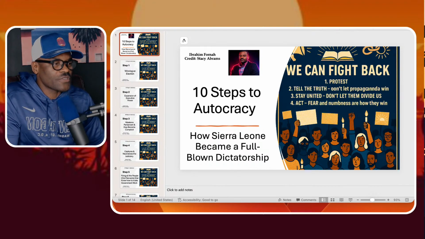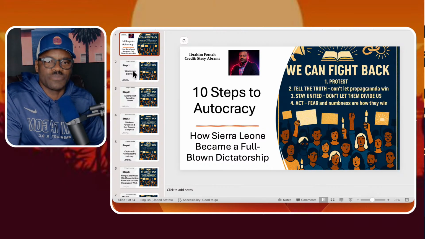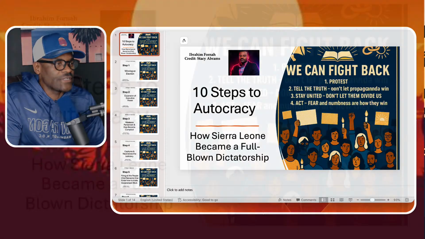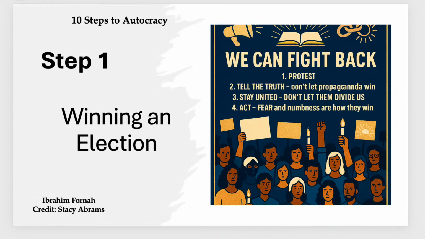So I'm going to go with step number one. What is the first step to a full blown dictatorship? This is step number one. And it's important that we all know exactly what it is. This is what step number one looks like. As you can see there, it says, right there, winning an election. That is the first step. It's winning the election. So, for example, I'm going to contextualize this to Sierra Leone. And if you are from another African country, you go back to the last time you had credible elections.